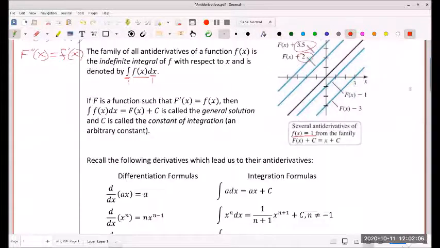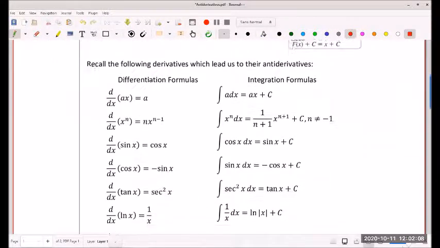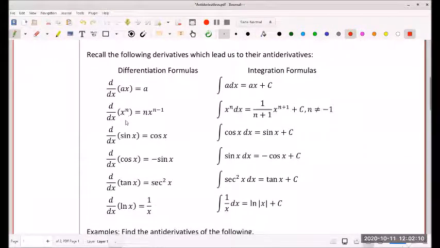Okay, so looking at some of our formulas that we learned, the differentiation formulas, we basically undo those. So for instance, this is the power rule for differentiation, which says that we take the exponent, we multiply it out in front, and we subtract 1. Well, we want to undo that. So the way we undo that is we add 1 to the exponent, and we divide by the result.